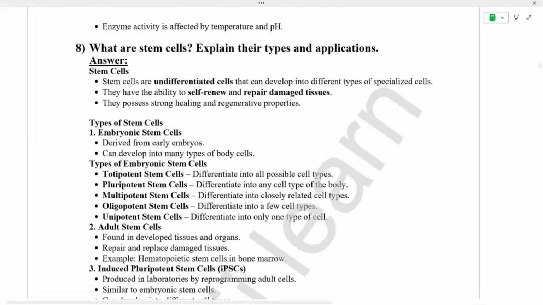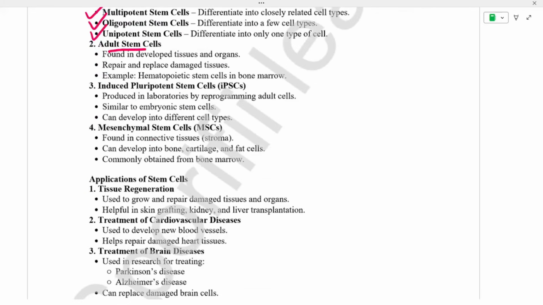Next is about the stem cell. Stem cells are undifferentiated cells that can develop into different types of specialized cells. They have the ability to self-renew and repair damaged tissues. They possess strong healing and regenerative properties. The types of stem cells are embryonic stem cells, and the types of embryonic stem cells are totipotent, pluripotent, multipotent, oligopotent and unipotent cells. Next are adult stem cells, then induced pluripotent stem cells, which are iPSCs, and mesenchymal stem cells, which are MSCs.